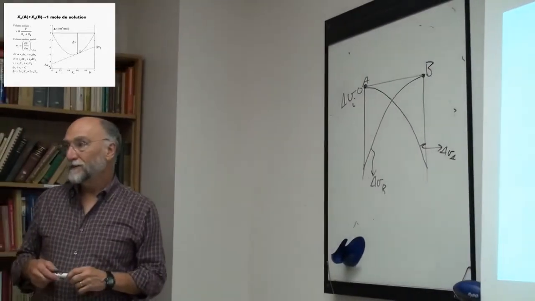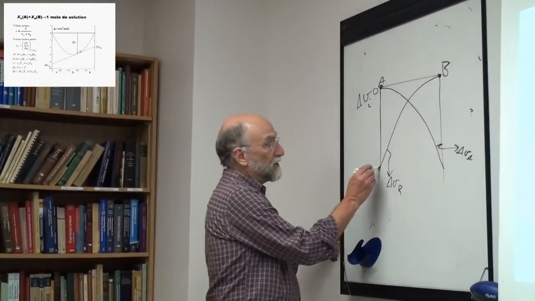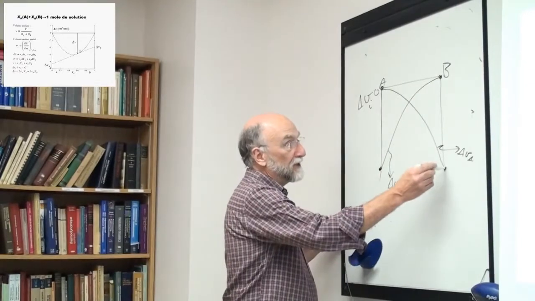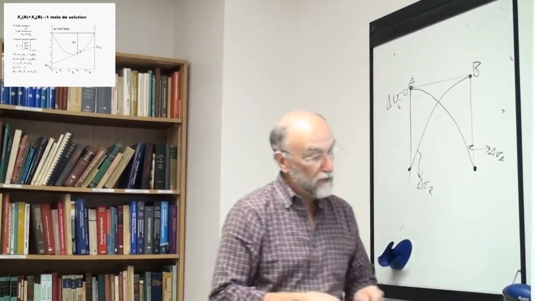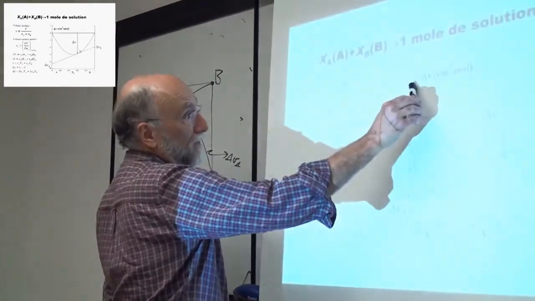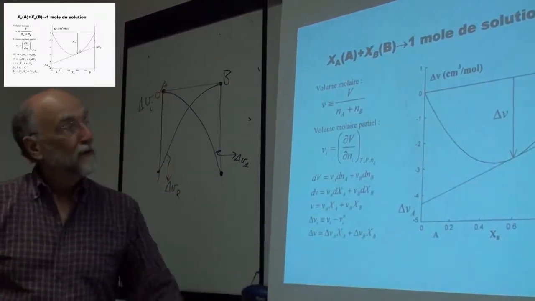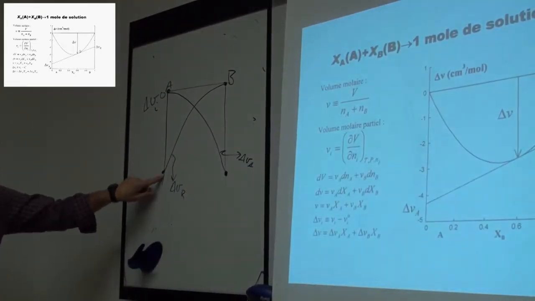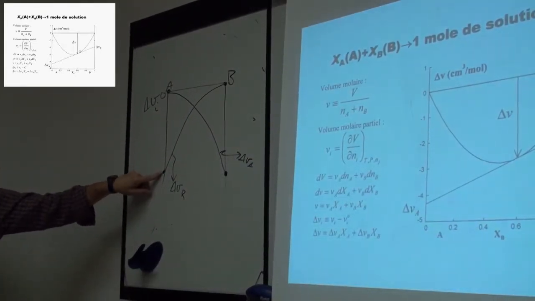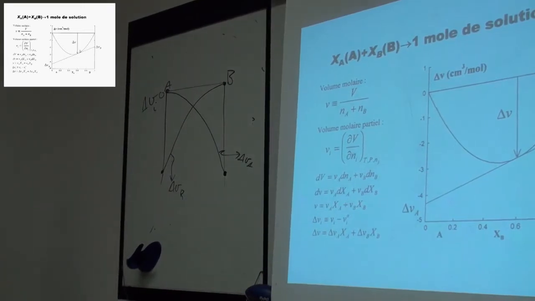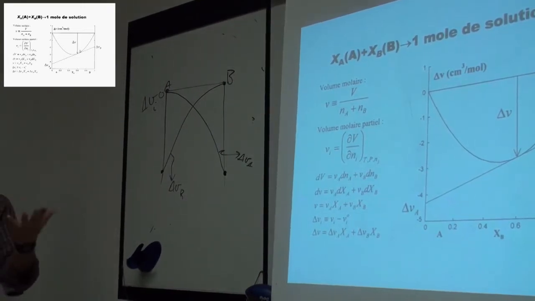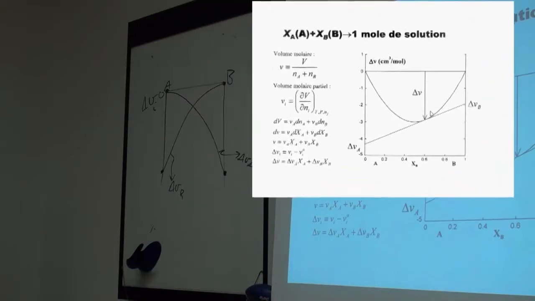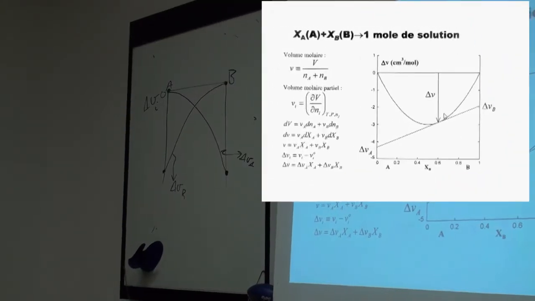Any problems with that? This point here is finite. This doesn't go down to minus infinity. It's a finite value because the limiting slope is not vertical. The limiting slope has a finite value. So if you take the limiting slope and extend it down to this axis, that would be this point here, the delta VB in pure A, which is obvious. You're taking pure A and adding some B to it. That's the volume change, it's not infinite.